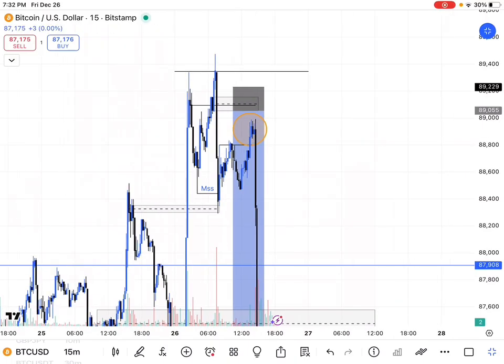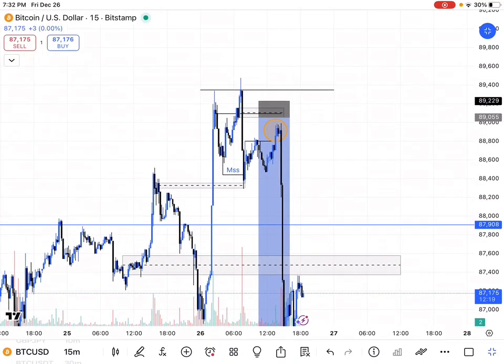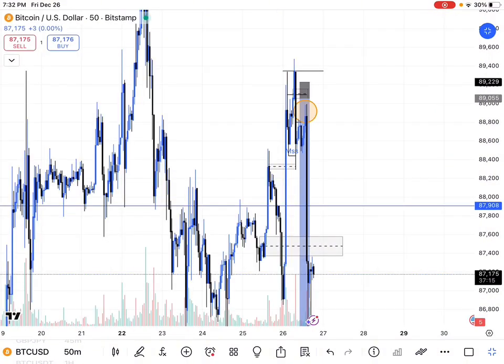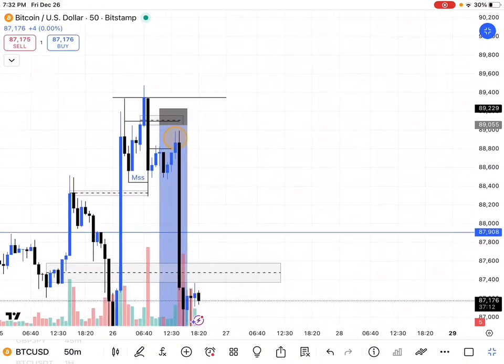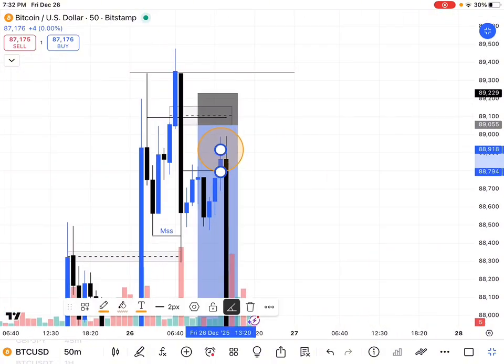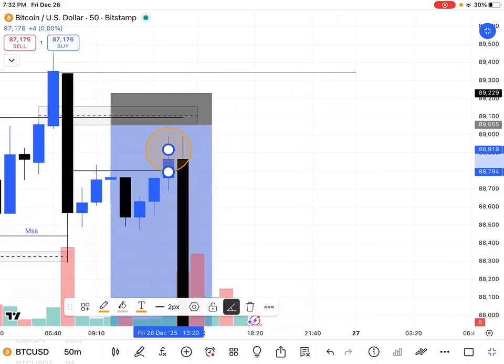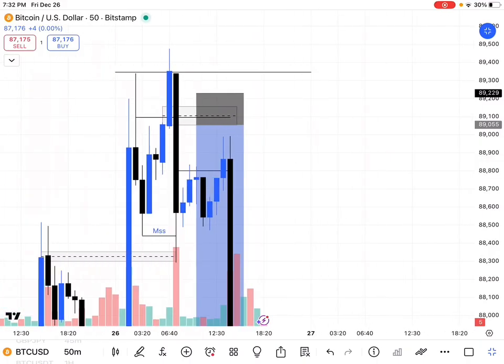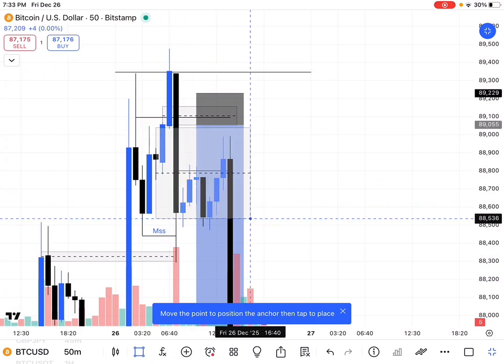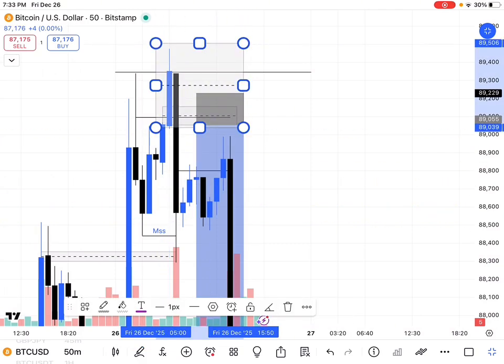I do not know why it fell from a fair value gap. As you can see, it came down from this fair value gap. It's not even, it's an inverse fair value gap. It came down from an inverse fair value gap. I do not know why that happened. That's all.